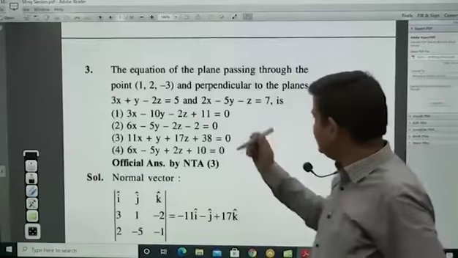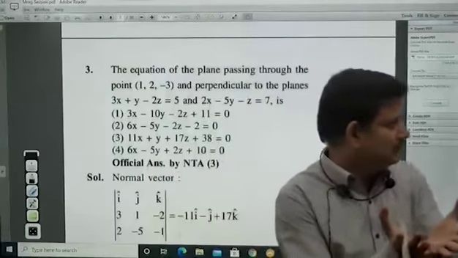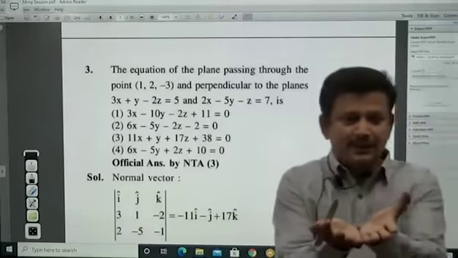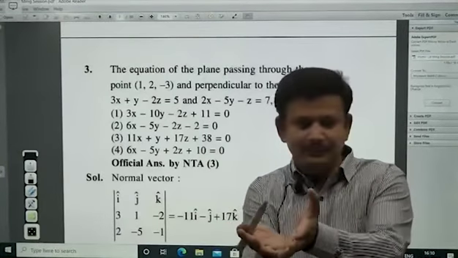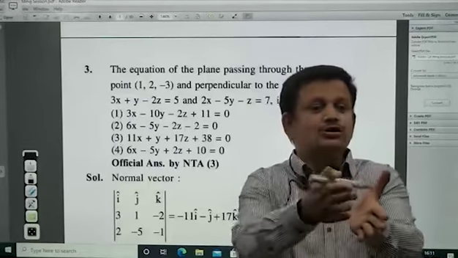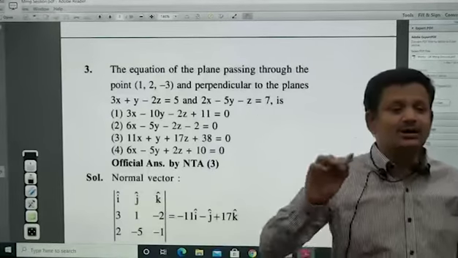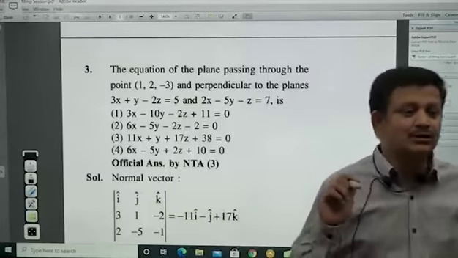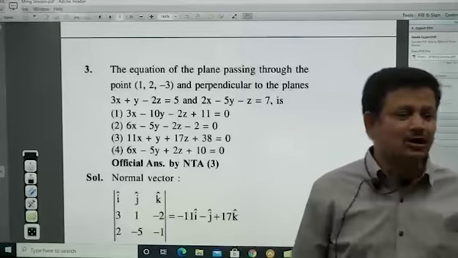Equation of the plane passing through this point and perpendicular to two given planes. A plane which is perpendicular to this plane, normals will be perpendicular. Another plane, again our plane is perpendicular to this plane also. So normals will be perpendicular. So our normal is perpendicular to the given two normals. Yes or no? Any vector perpendicular to two given vectors will be along their cross product.